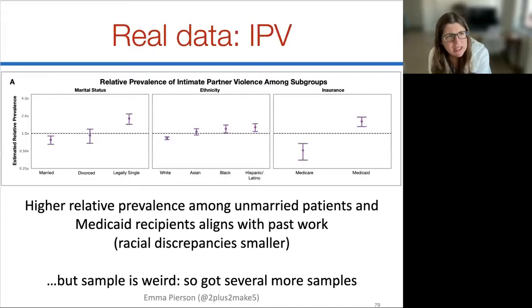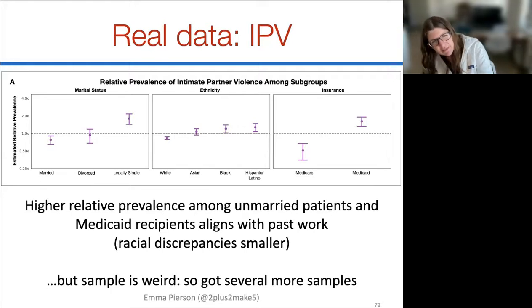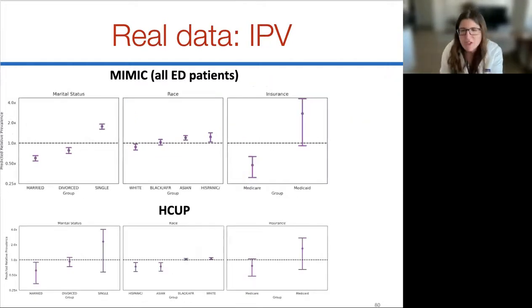And then finally, we take our method and apply it to real IPV data where we don't observe the true disease state. What we show is that we recover relative prevalence estimates which are higher among unmarried patients and Medicaid recipients. Medicaid is a specific type of health insurance in the United States, which is available to lower income populations. We show that those populations have higher relative prevalence estimates, and this is consistent with past work. The initial sample where we examine this is a bit weird, so we actually get 2 other samples and show consistent results there as well.